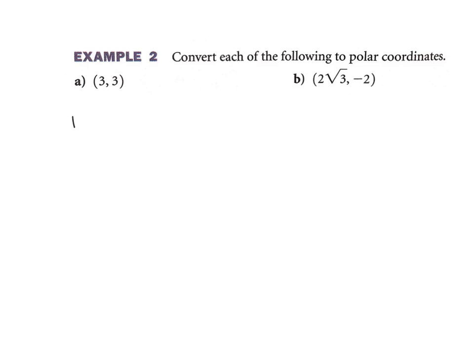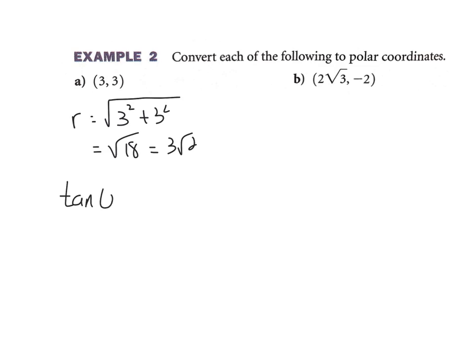So for r, I'm going to say, okay, r is the square root of x squared plus y squared. So I get 9 plus 9, which is square root of 18. 18 breaks down to 3 root 2. So there's my r. Now I need my theta. The quickest way to do theta is to do tangent. Remember, tangent is y over x. So it's just 3 over 3, or 1. Where's tangent 1? Pi over 4, or 45 degrees. Either way you want to go.